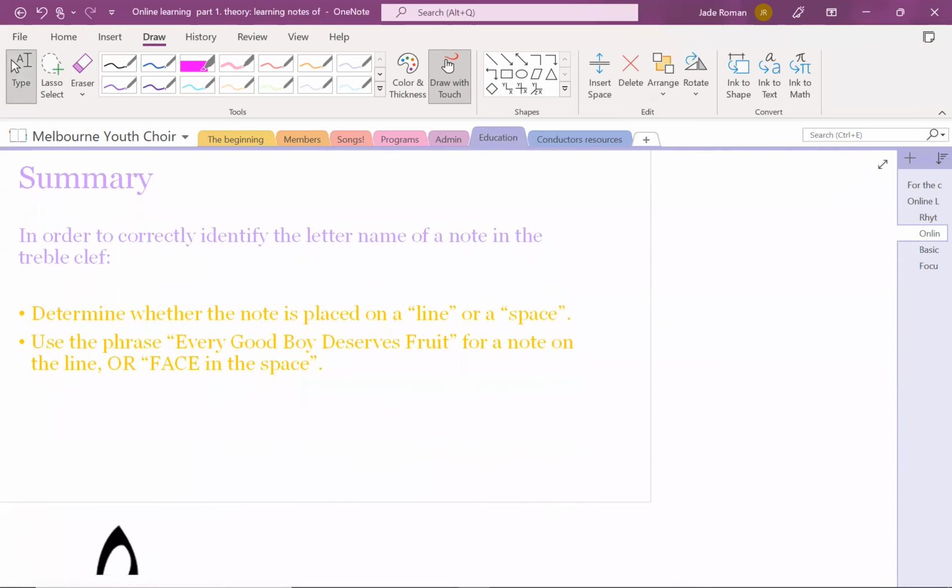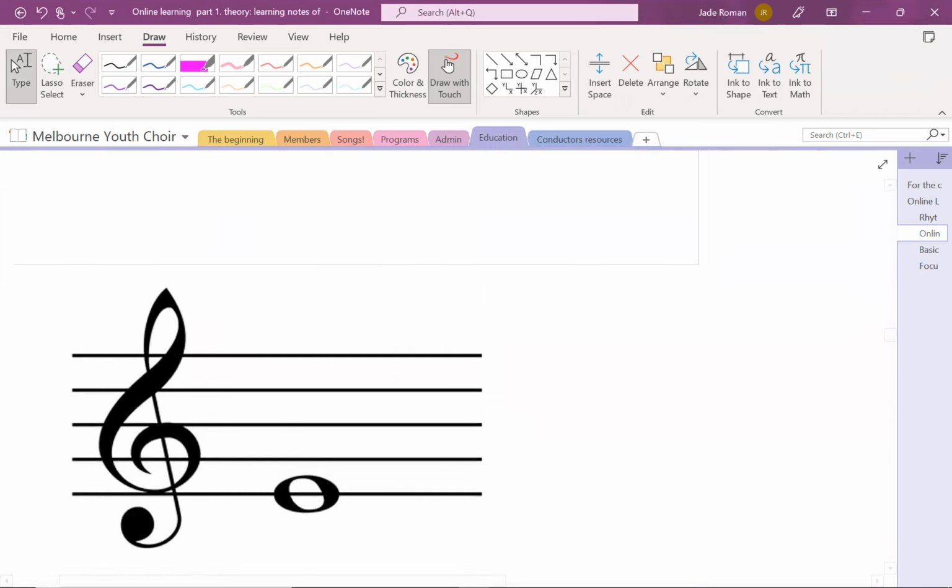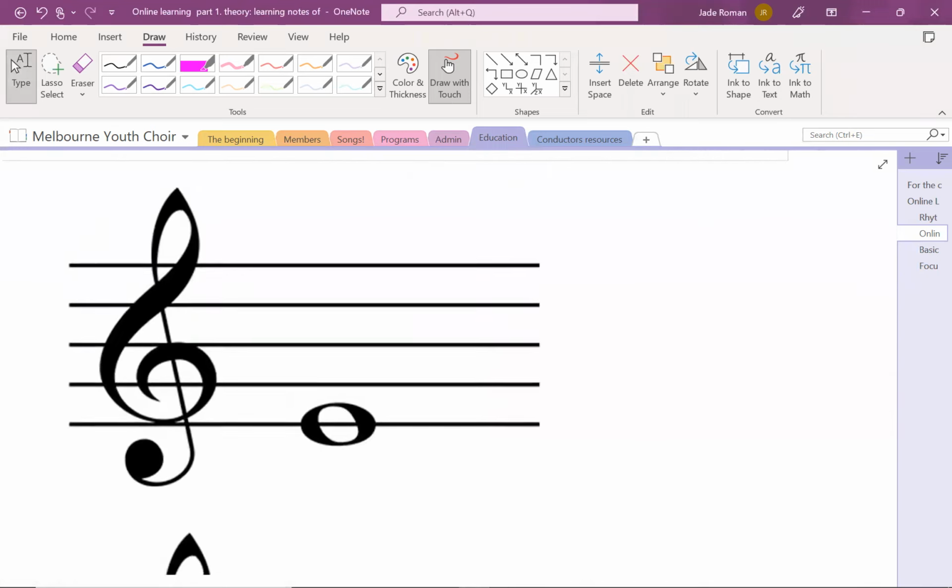So to summarize, this is the little slide I had from my PowerPoint. In order to correctly identify the letter name of a note in the treble clef, you have to determine if the note is on a line or a space. And then if it's on a line, we say every good boy deserves fruit, or we say F-A-C-E if it's in a space to help us figure it out. So now I have a quiz. So remember, a line or a space, and then which line or which space, and use every good boy deserves fruit, or use F-A-C-E. So I'm going to tell you the answer now.